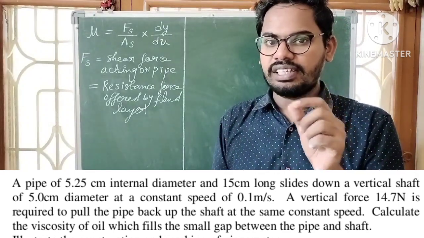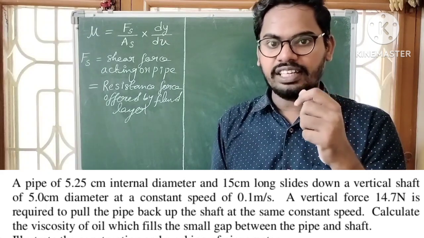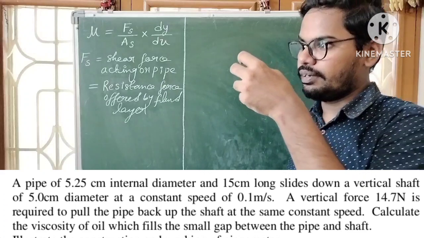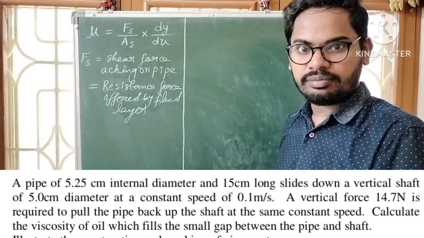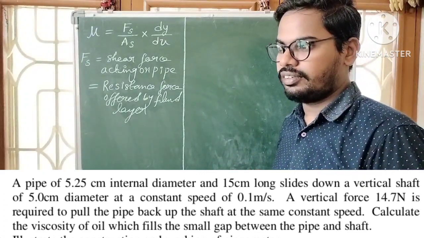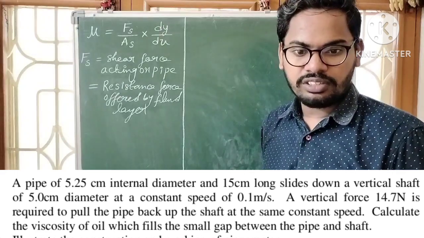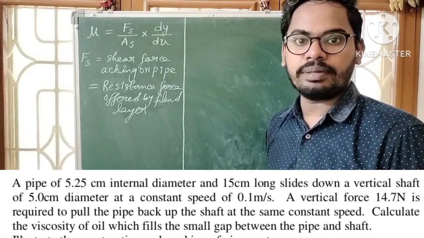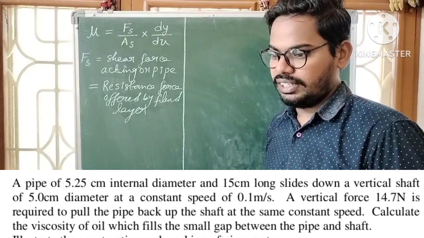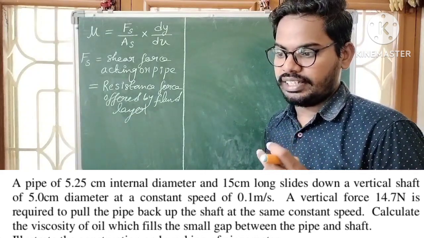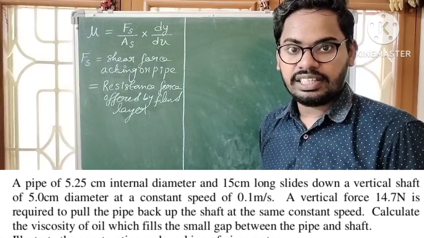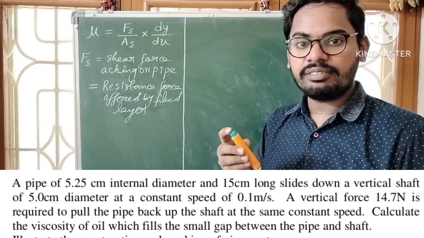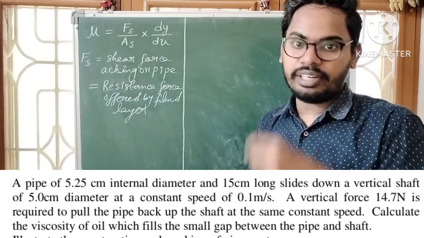The clearance between the shaft and pipe is filled with some oil. Here the pipe is moving with a certain velocity, and we applied a 14.7 newtons vertical force on the pipe. In general, this fluid has some viscosity, so it will try to resist the motion, the movement of the pipe.